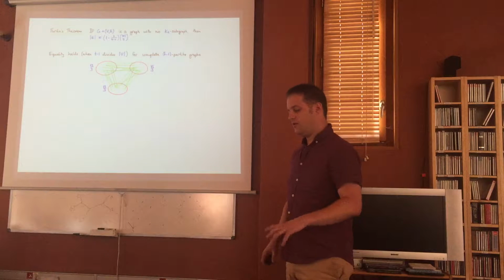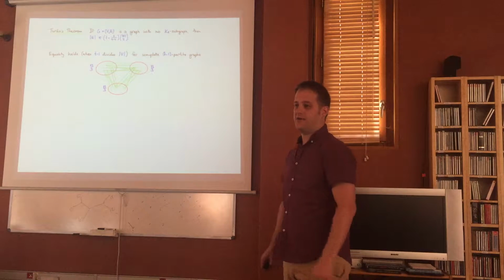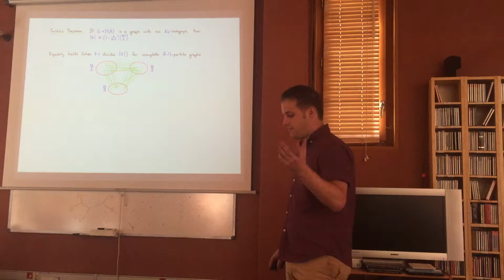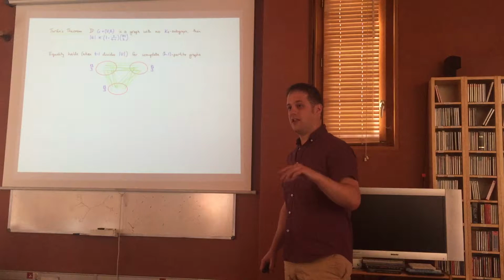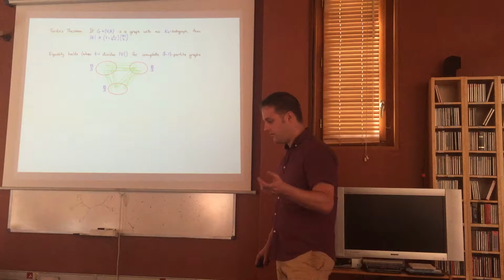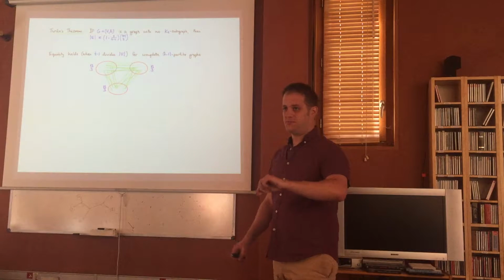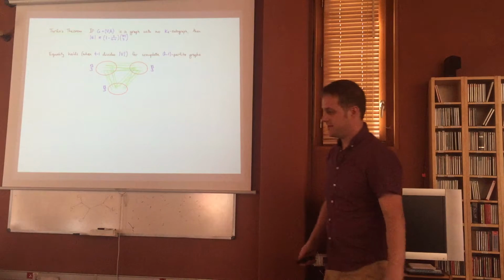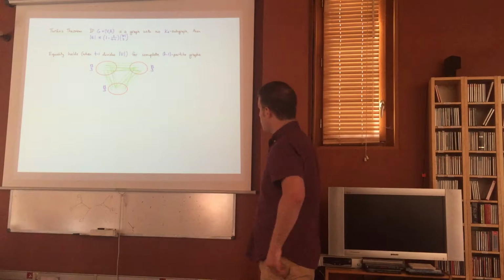You show that if you have a K_t-free graph and it's not a complete multipartite graph, then you can tweak things in the neighborhood of 3 vertices and improve things. And then if it's not balanced, you should probably make it more balanced, and that will improve things. So that's the whole proof, really.